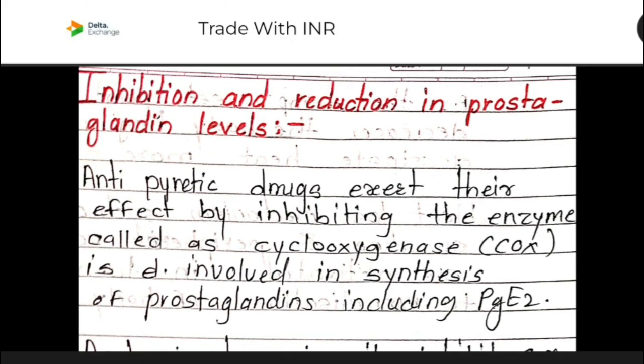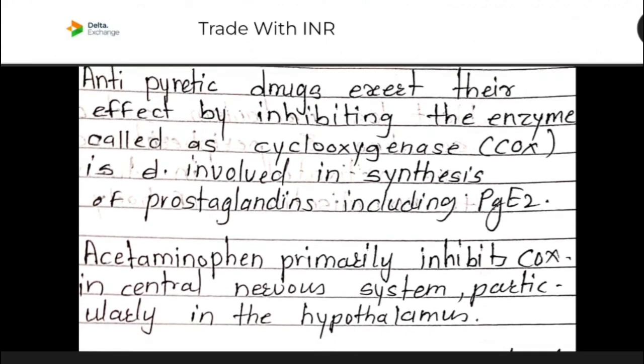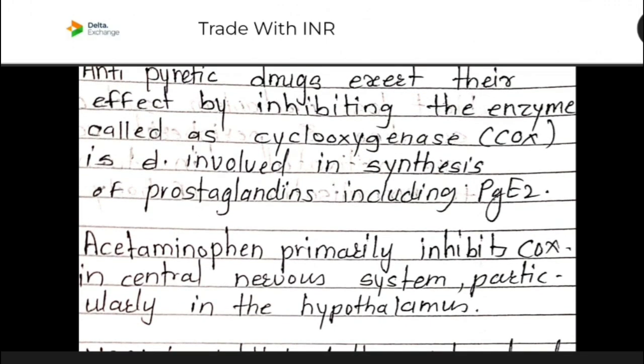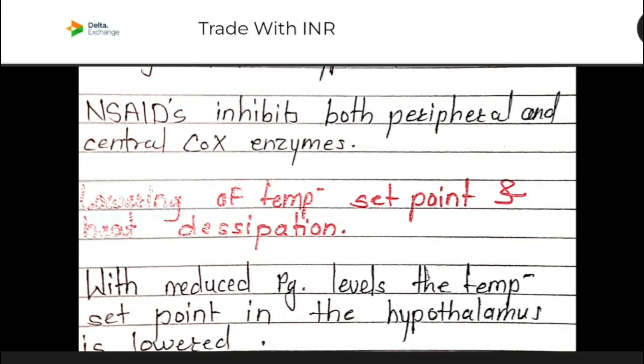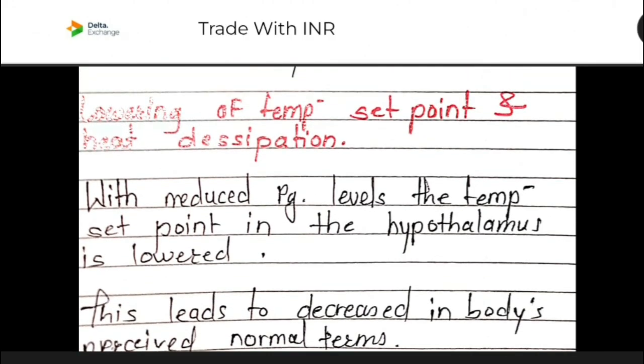Inhibition and reduction in prostaglandin levels. Antipyretic drugs exert their effect by inhibiting the enzyme called cyclooxygenase. COX is involved in the synthesis of fever-inducing prostaglandin E2. Acetaminophen primarily inhibits COX in the central nervous system, particularly in the hypothalamus. NSAIDs inhibit both peripheral and central COX enzymes.